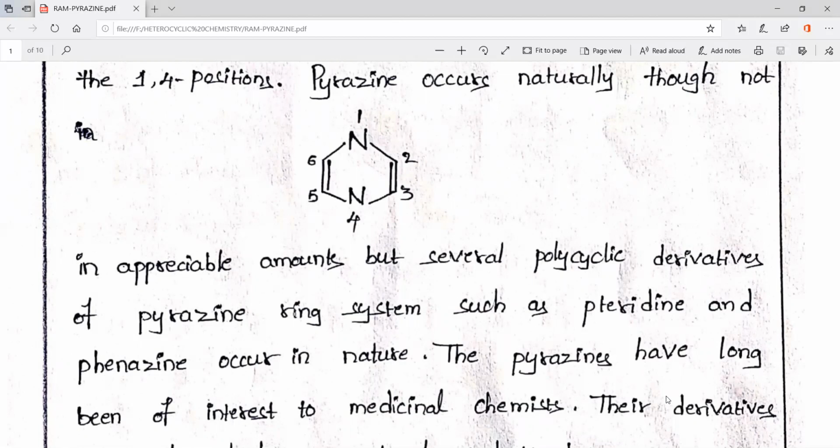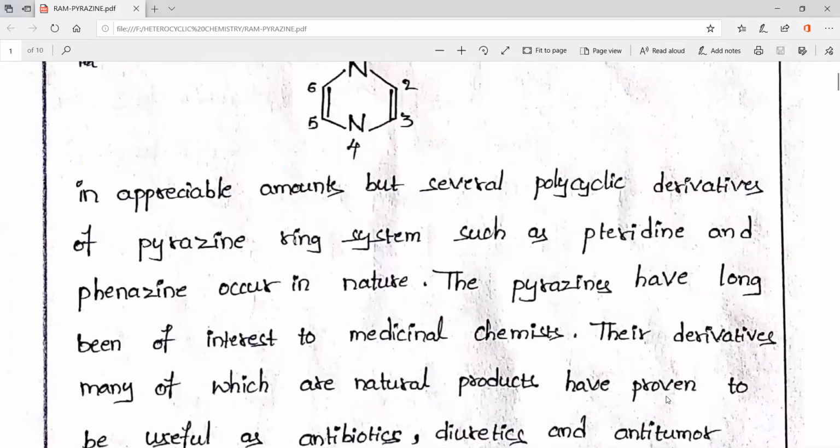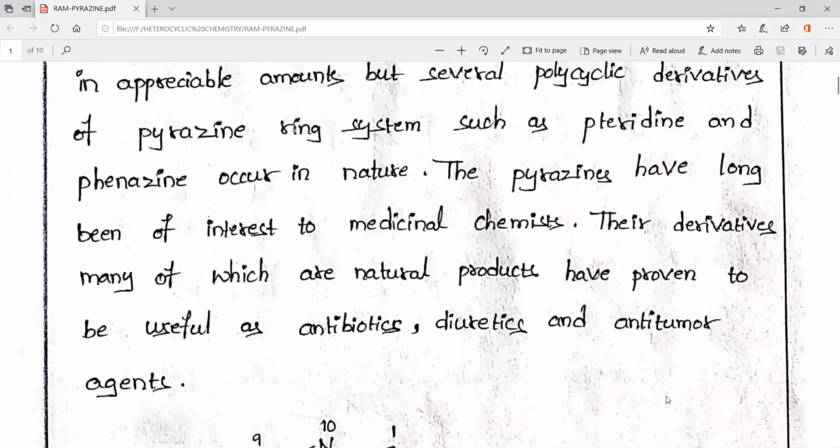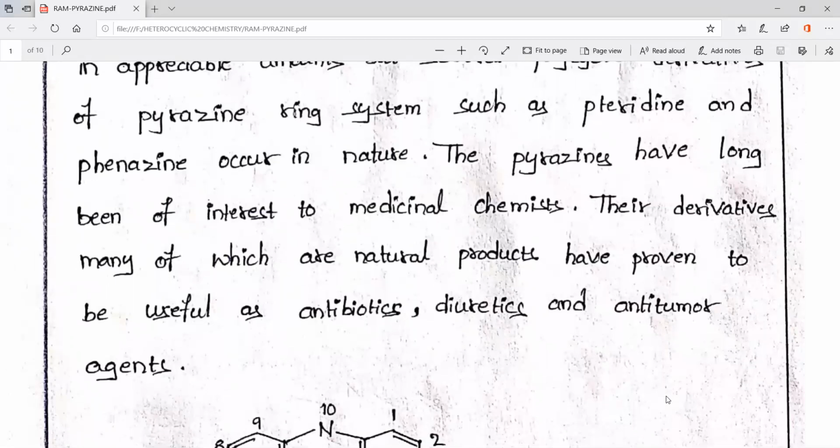The pyrazines have long been of interest to medicinal chemists. Their derivatives, many of which are natural products, have proven to be useful as antibiotics, diuretics, and anti-tumor agents. So many of the derivatives of pyrazine possess activities like antibiotic activity, diuretic activity, and anti-tumor activity.